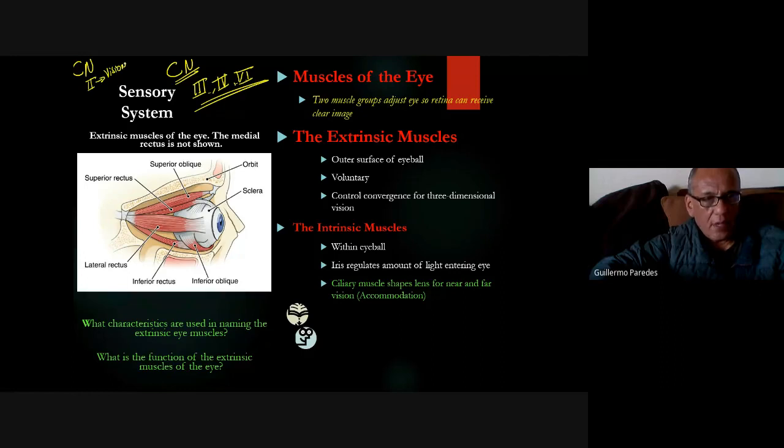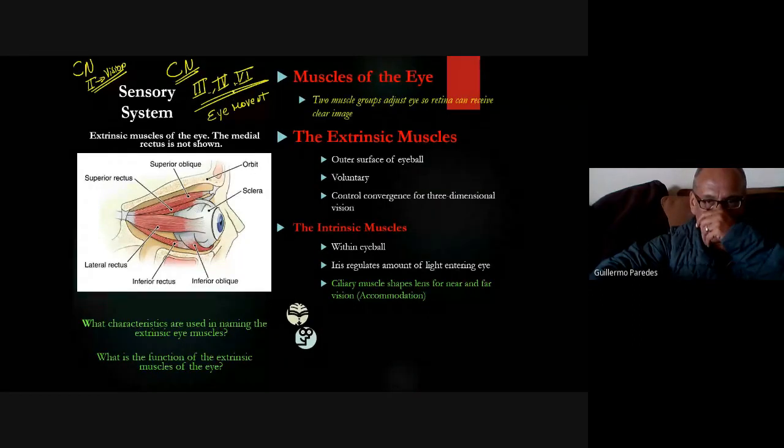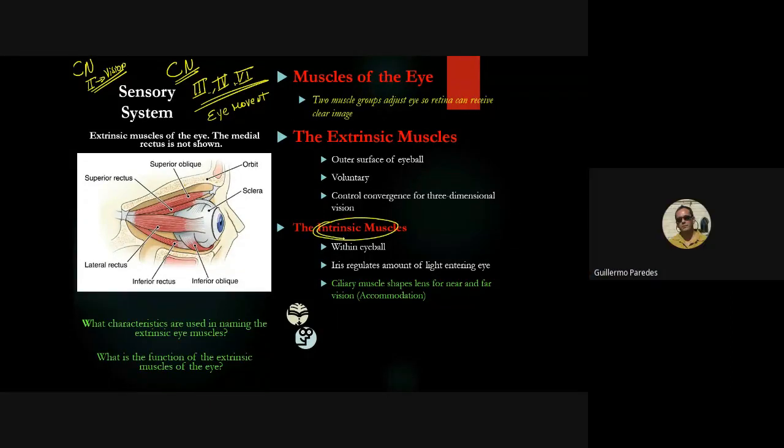Question for the exam. Cranial nerves 3, 4, 6, whose names we will learn next, are for eye movement. This is not for vision. 3, 4, 6 is not for vision. It's for moving the eye, the mobility of the eye, okay? We have two types of muscles. The intrinsic muscles, which are the iris. Intrinsic means inside the eye. And we have the ciliary muscles.